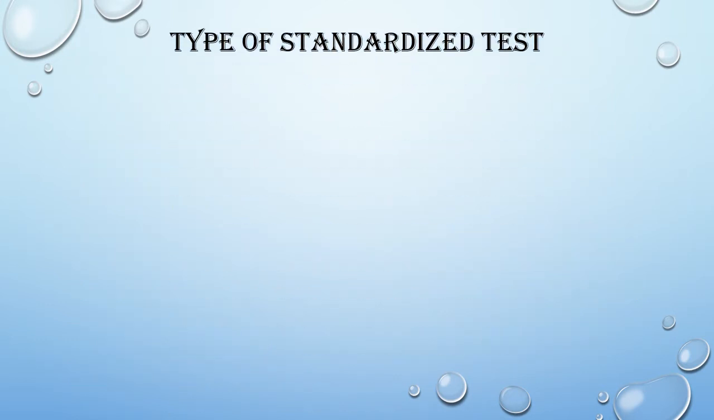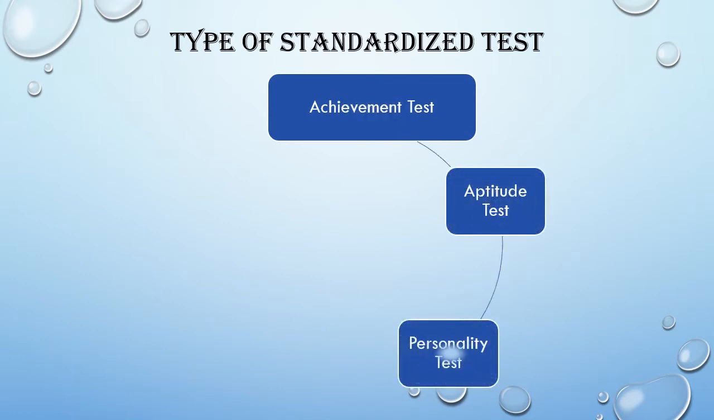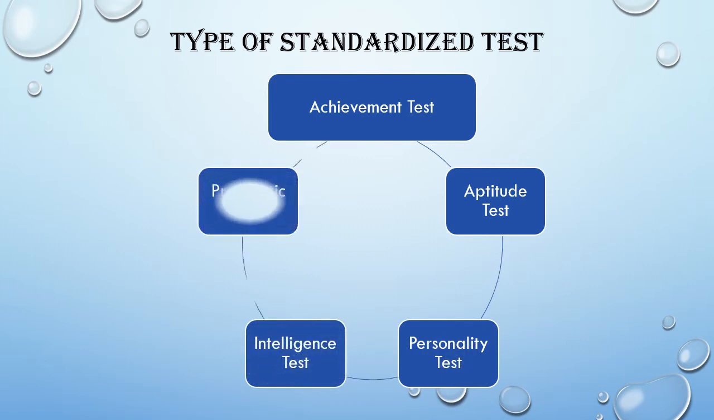So we will see the types of standardized test. First is achievement test, aptitude test, personality test, intelligence test and prognostic test.